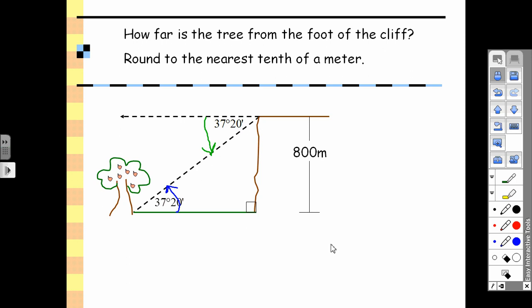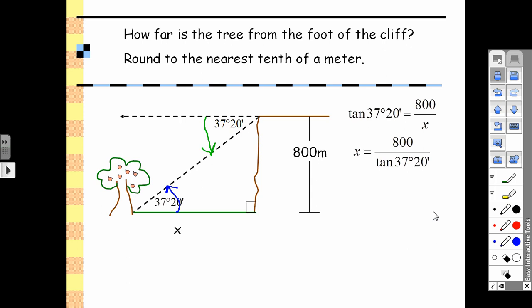So with that, knowing that the height here is 800, we're looking for x. We can say the tangent of 37 degrees, 20 minutes is 800 over x. So that's the equation that we're going to use, and we're trying to solve for x right here. If we do some algebra manipulation, we end up getting x is equal to 800 divided by the tangent of 37 degrees, 20 minutes.